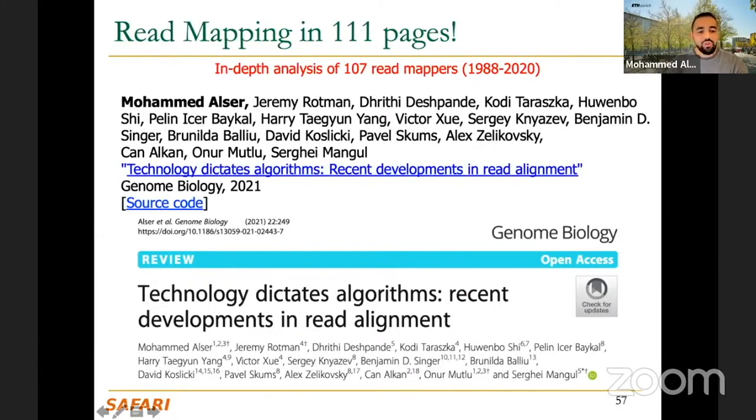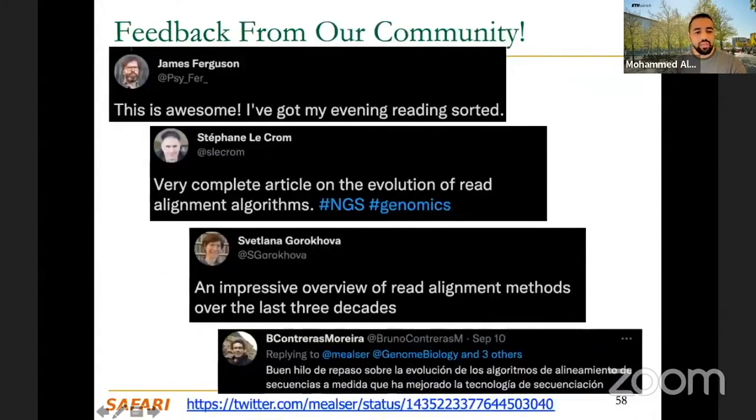So I recommend, if you're interested in this topic, to read this paper. We survey a large number of algorithms starting from 1988 all the way until last year. So I recommend everyone to read it. We got very good positive feedback from the bioinformatics community. So we appreciate that.